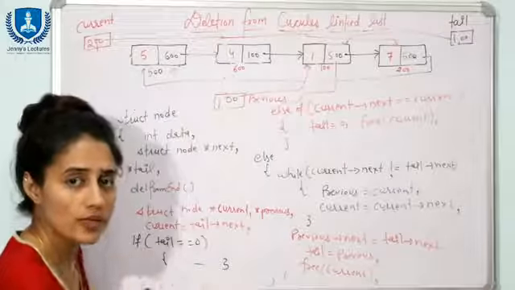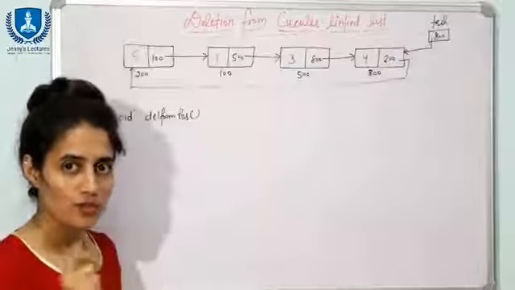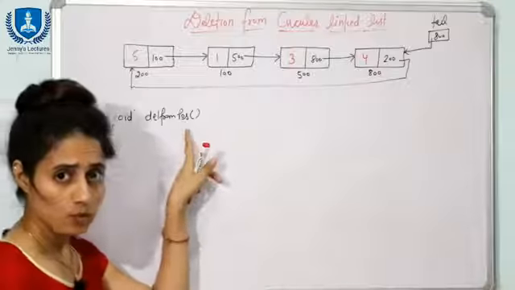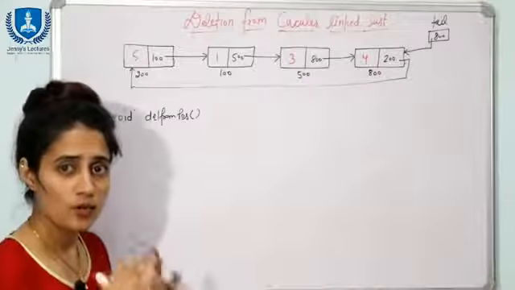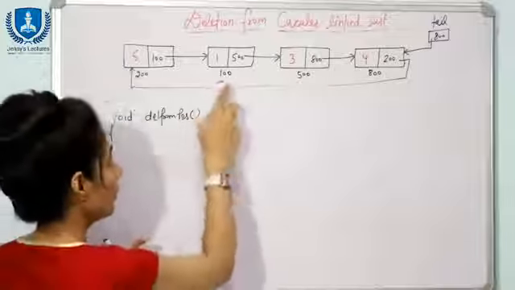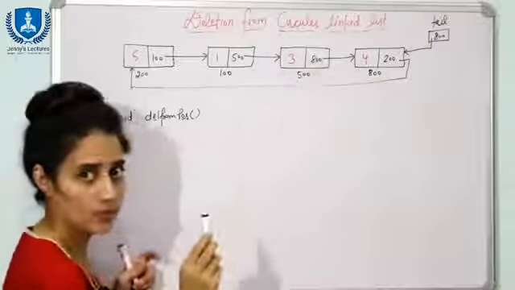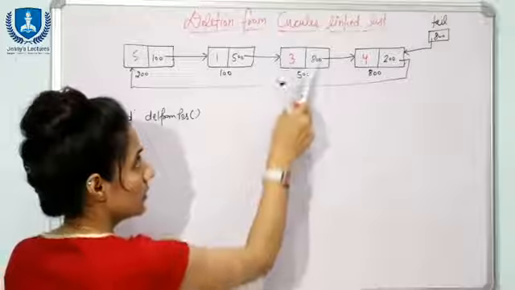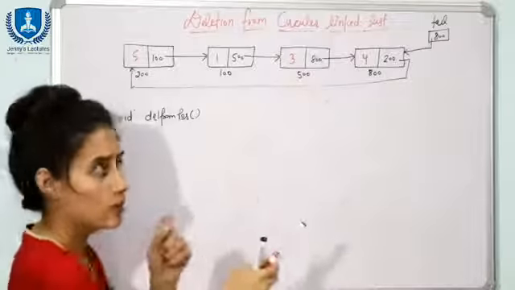Now we will see how to delete data from a specific position. So now we will define this function, delete from position. Suppose I want to delete data from position 3. It means 1, 2 and 3. This data I want to delete, right? So after deleting this data, the updated list would be something like this.